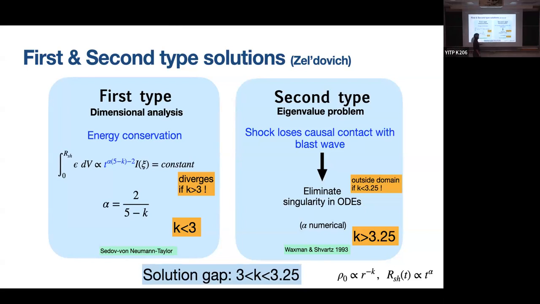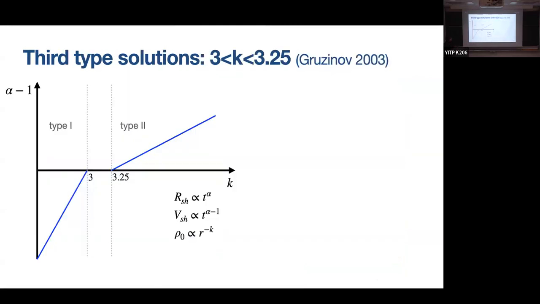So when k is smaller than 3, we know it's first type. When it's larger than 3.25, it's second type. But what happens in between, we don't know, because Zeldovich only classified 2 types of self-similarities, and we don't know any other type of self-similarity. So that's a problem. And this problem was actually solved 20 years ago by Andre.